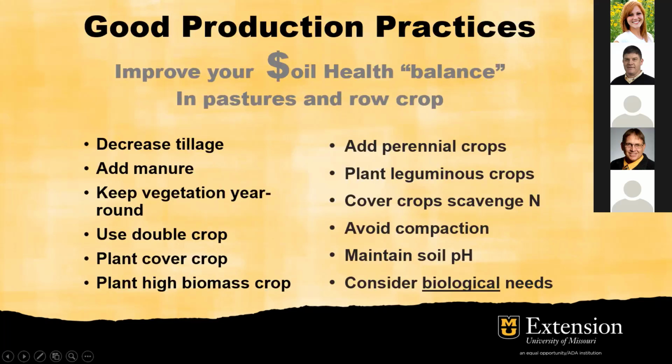So good production practices improve your soil health or balance in pastures and row crops. And a lot of these cross disciplines, whether you're row crop or pasture. I won't read every one of them, but adding perennial crops, planting legumes, or mixing that into your forages could be advantageous. But as we say, as we have more diversity, we have more opportunity for that soil biology to persist over time as well.